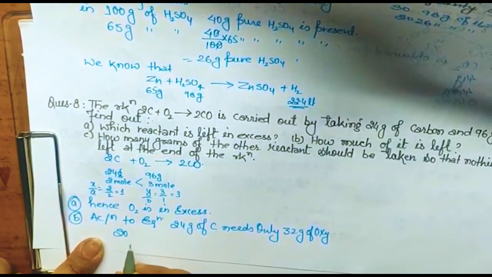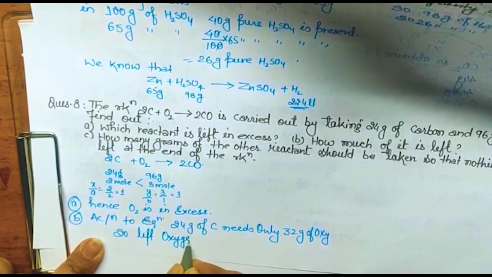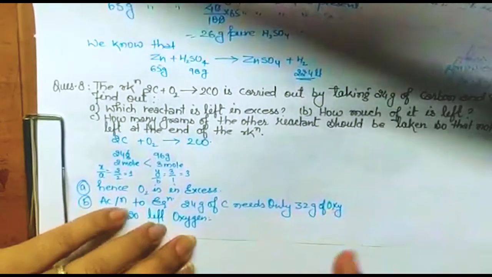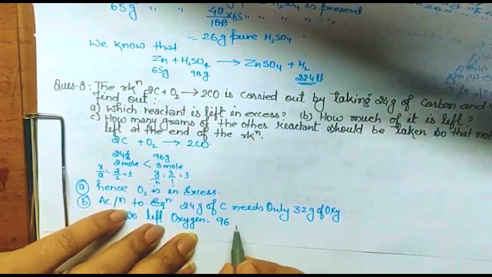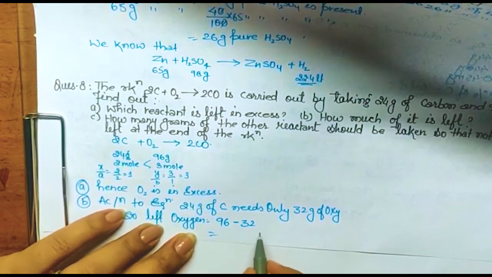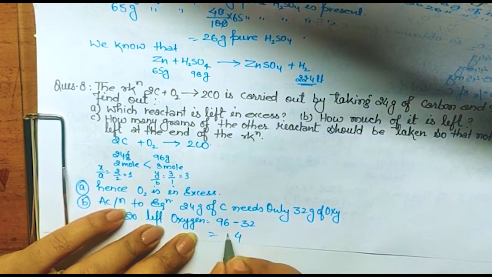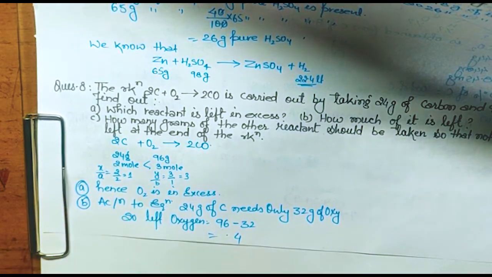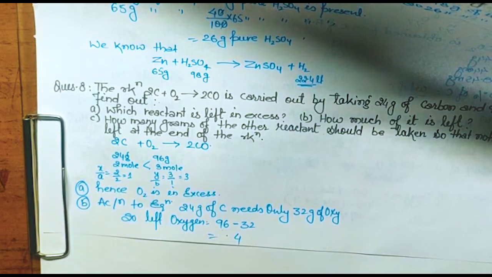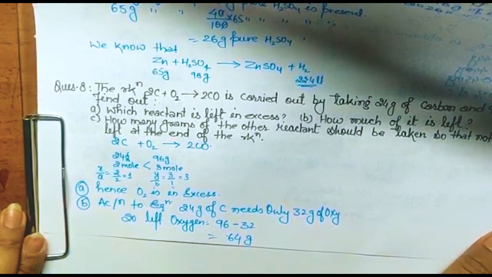So left oxygen कितना होगा? What is given? Given is 96, isn't it? And used कितना? 32. So what is this? 96 minus 32. 96 gram is given, na? ठीक है. Yes, 64 gram. Okay. Clear? Done? Any doubt?